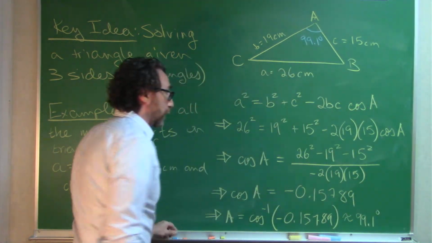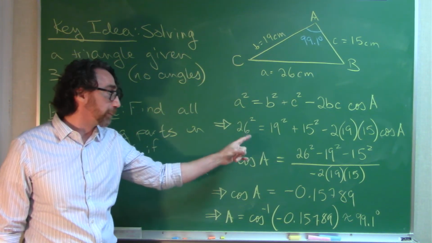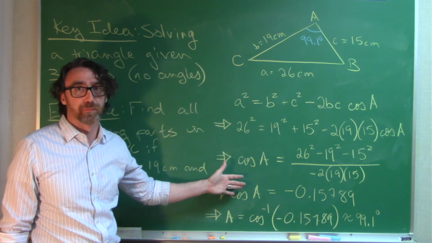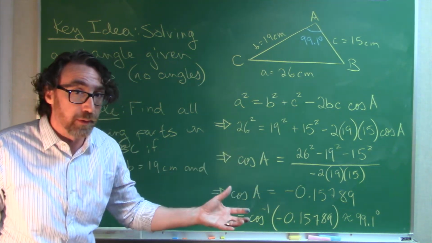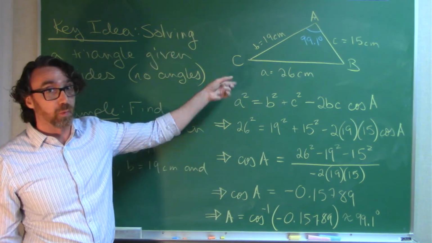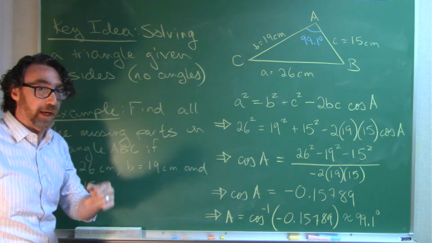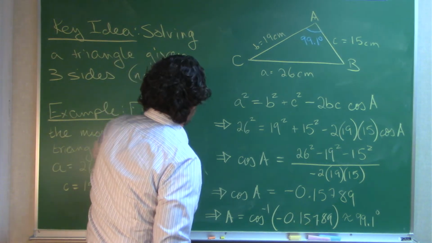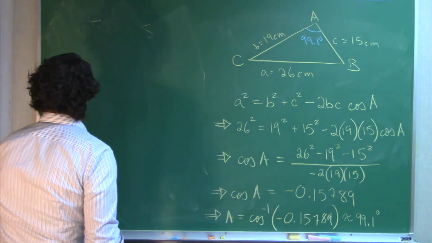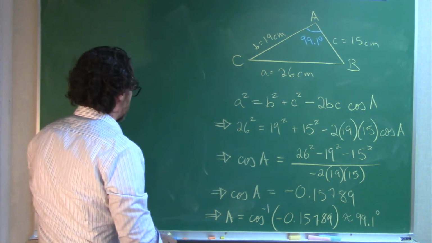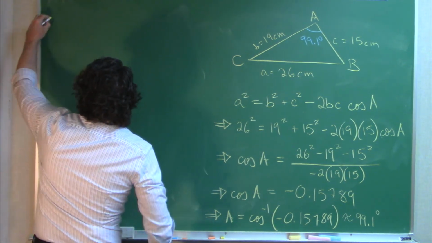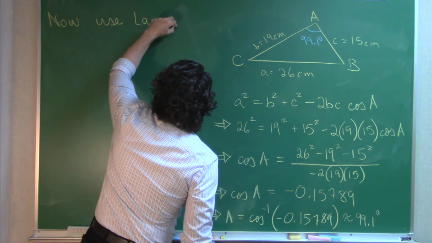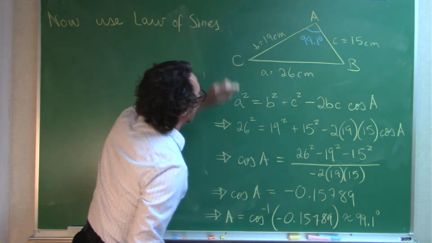All right. Now, that was a little tough, I grant you. There was a bit of tedious algebra to go through. So, while you could use the law of cosines to find all the angles, I don't recommend doing that. I recommend falling back on the law of sines now that you've got one of the angles. Okay, so I'm just going to keep my picture up there. So now we're going to use the law of sines.